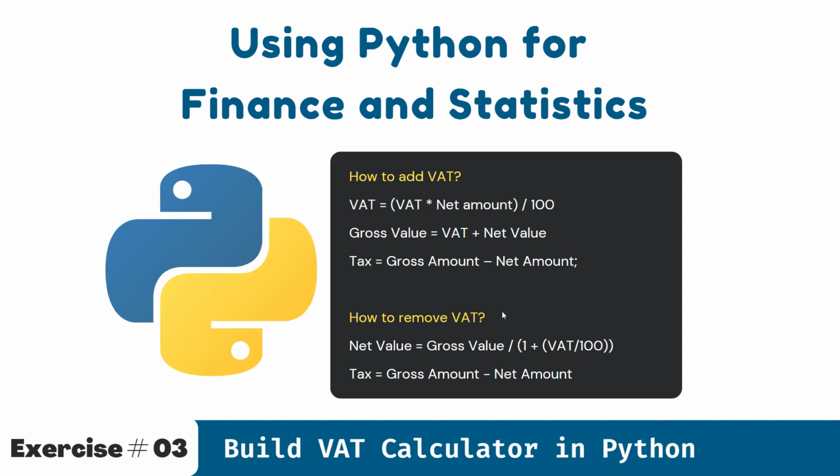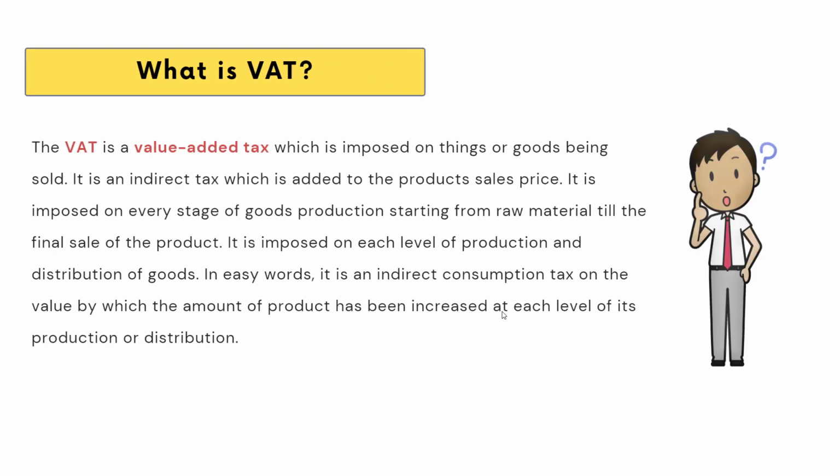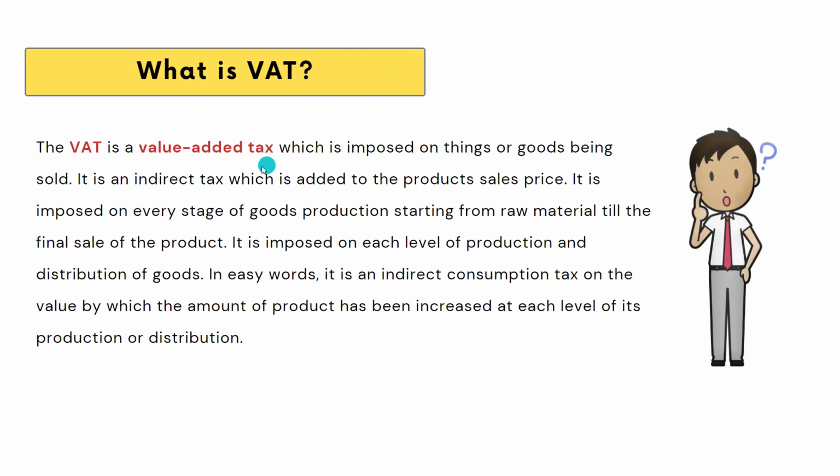But before that, let me explain what this VAT calculator in Python is. VAT is a value-added tax which is imposed on goods being sold. It is an indirect tax which is added to the products, where you don't know the tax exactly, and it is imposed at every stage of goods production, starting from raw material till the final sale of the product. So it is imposed on each and every level of production and distribution of goods. In easy words, it is an indirect consumption tax on the value by which the product has been increased at each level of its production and distribution.